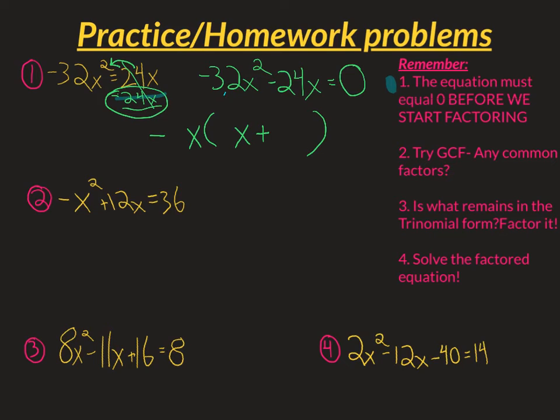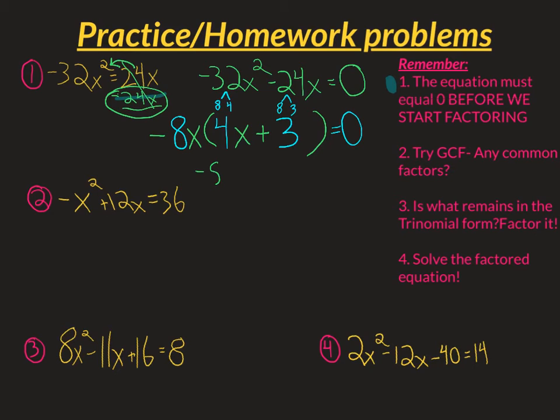Now I just look at my 32 and my 24, and I think, what can I pull out of both of those? I'm going to guess an 8. 32 is 8 times 4, 24 is 8 times 3. Yep, 8 is something I want to pull out, so I'll pull that out, leaving a 4 up front, leaving a 3 in the second term. It still equals 0. And there we go. That's my factored problem. So now to finish it, I just set each equal to 0.